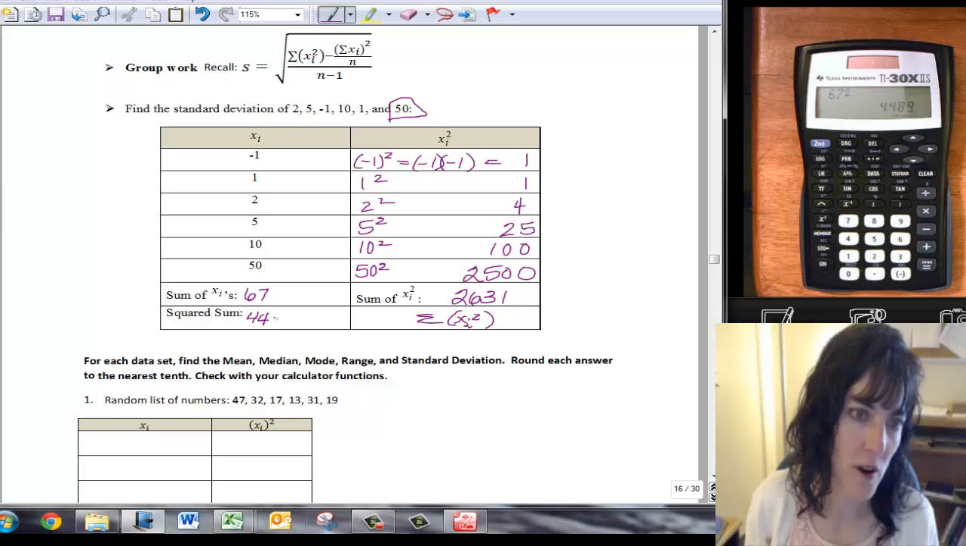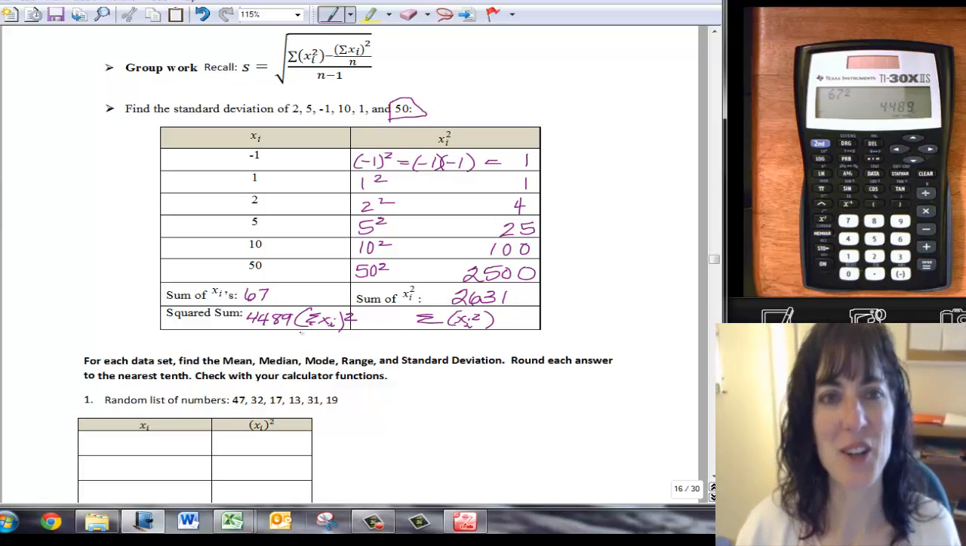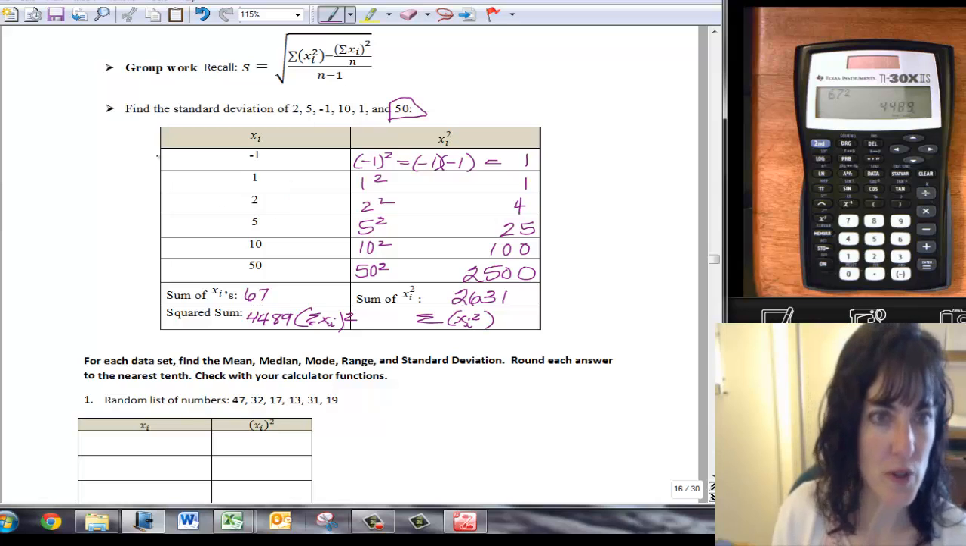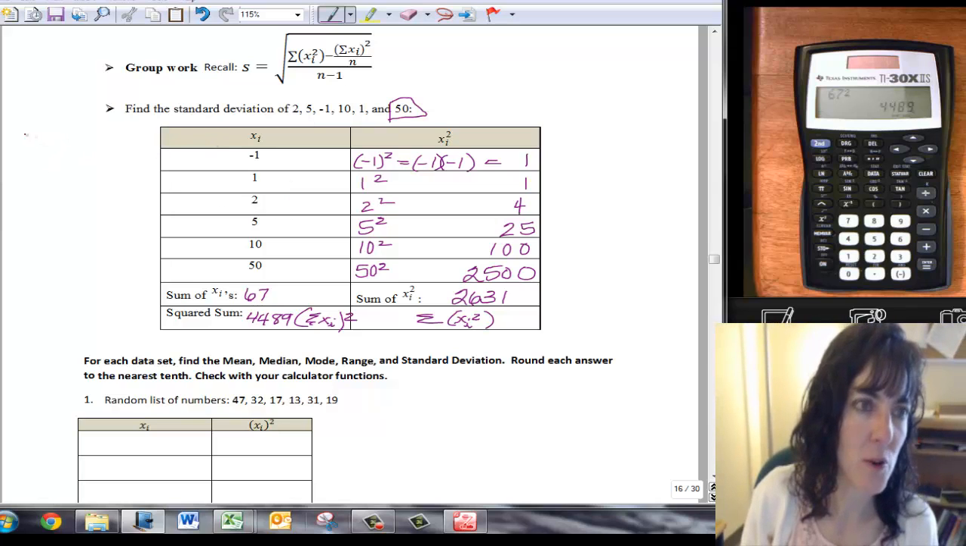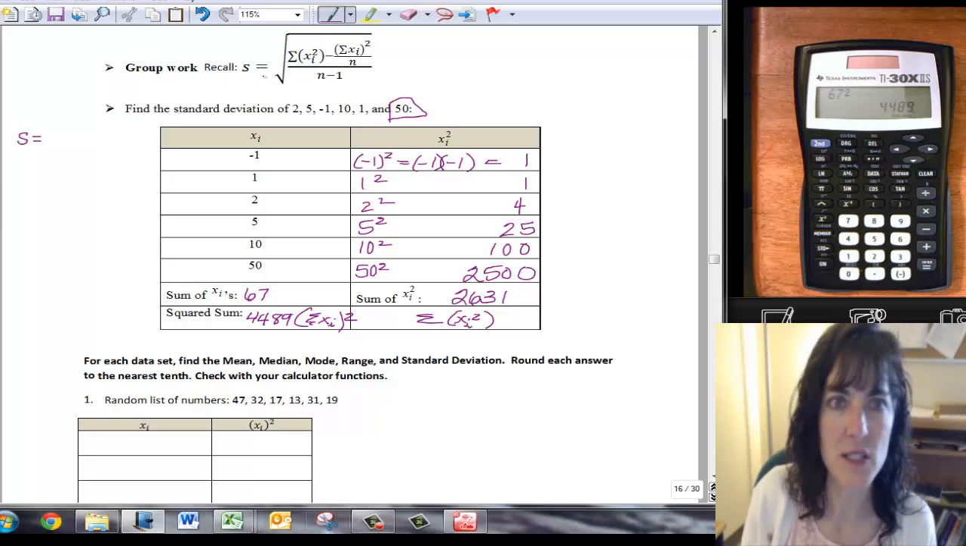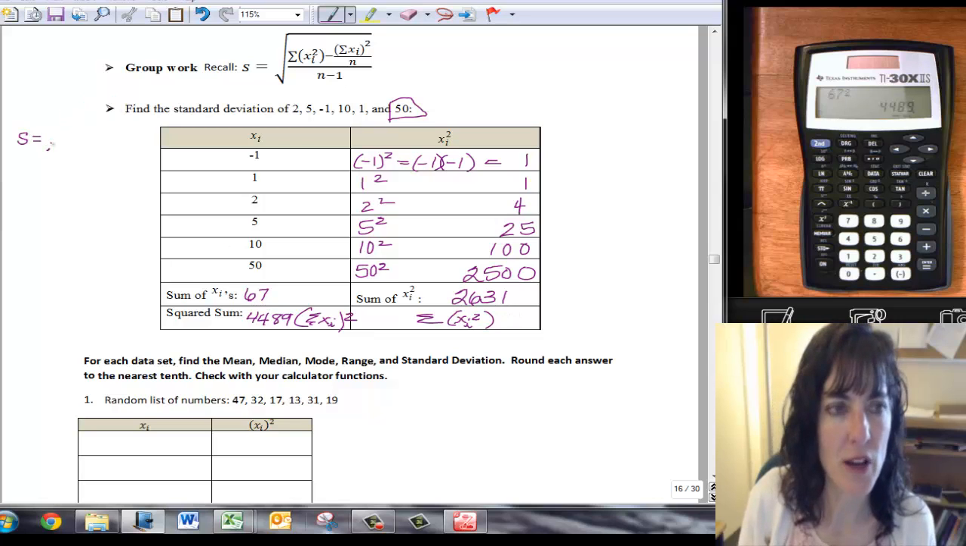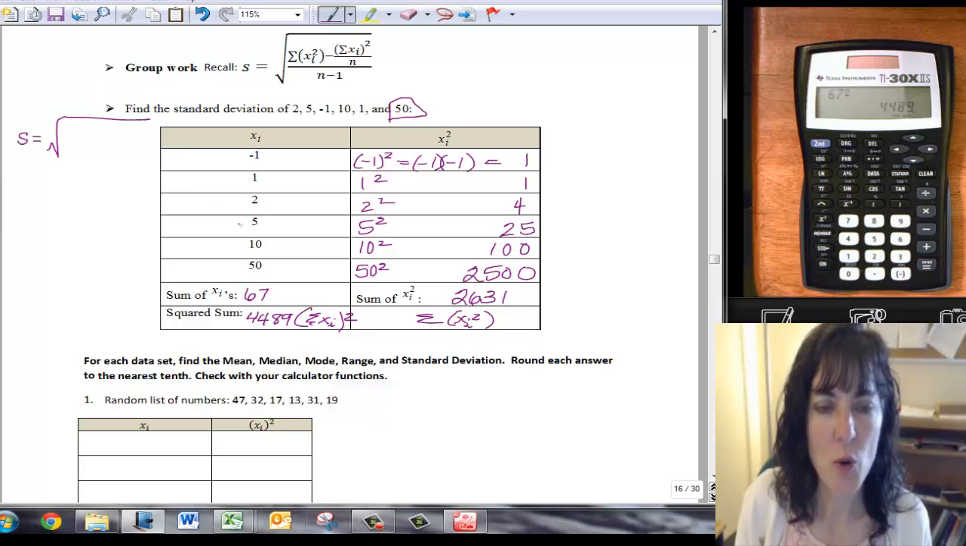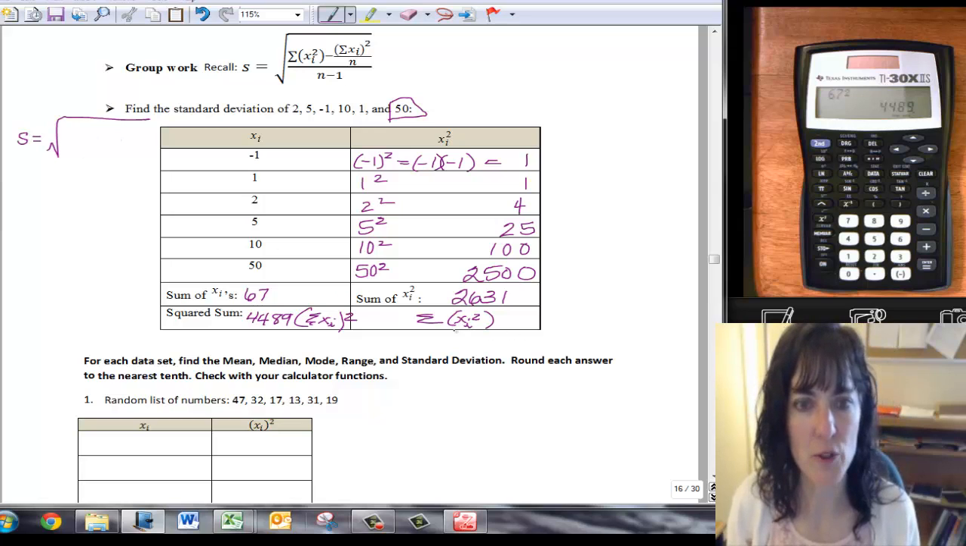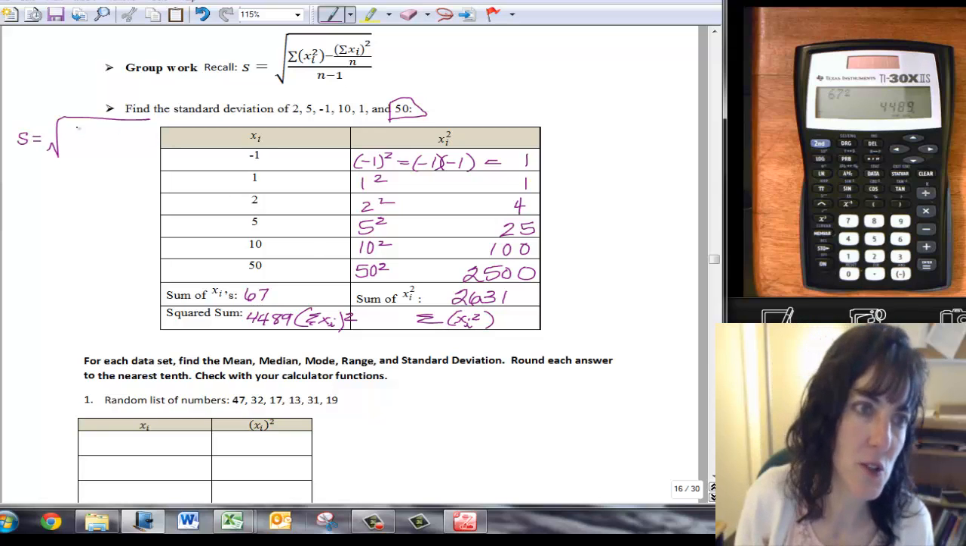So that's 4489, and that is the sum of my x sub i's, and after I summed them, then I squared. So that's what that one is there. Those are the two things I need for my formula. So I'm going to say S equals, and since it's written right here and I can see it, I'm not going to rewrite it, but I'll just fill in my values. I should always write it one time with the values filled in for sure. I need this sum of the x squareds first, and that number is 2631.